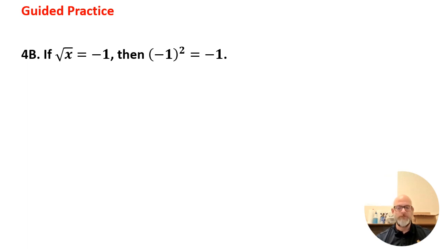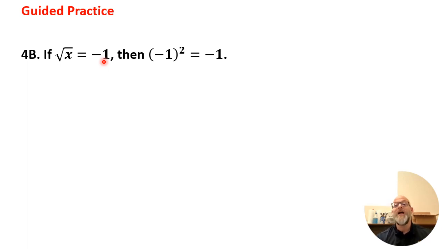The answer is 1. Okay. Well, this is a conditional. If P, then Q. So let's look at each piece. P. Is P true or false? Square root of x equals -1. What do you think? Is P true or false? The hypothesis true or false?